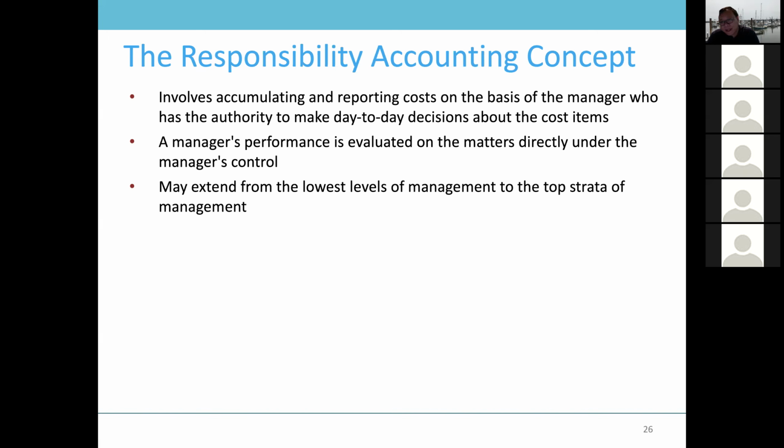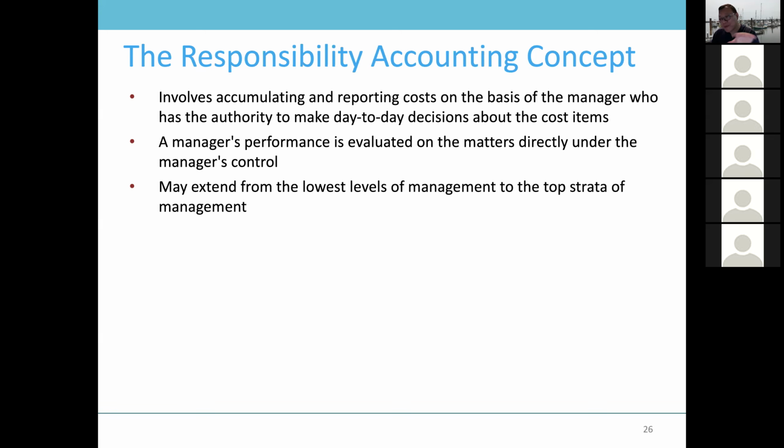So the responsibility accounting concept. Basically, managers are given authorities. They have the authority to purchase something, to order something, to hire somebody. The whole idea is that the managers have the responsibility, and you have to somehow hold them accountable. So that's why we are using the word responsibility.